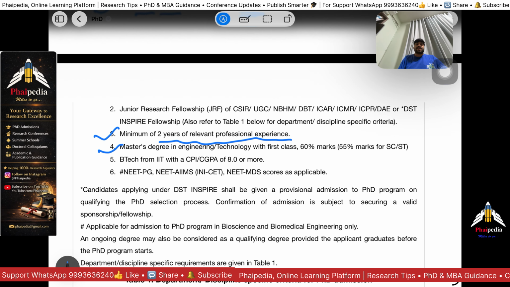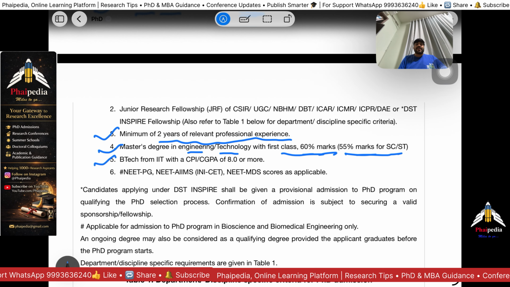Also, you should have a master's degree in engineering or technology with first class, 60% marks, or for ST and SC category, 55% marks. Also, you should have a BTech from IIT with a CPI or CGPA of 8.0 or more, or you should have NEET PG, NEET AIIMS, INI CET, or NEET MD/MS scores as applicable.